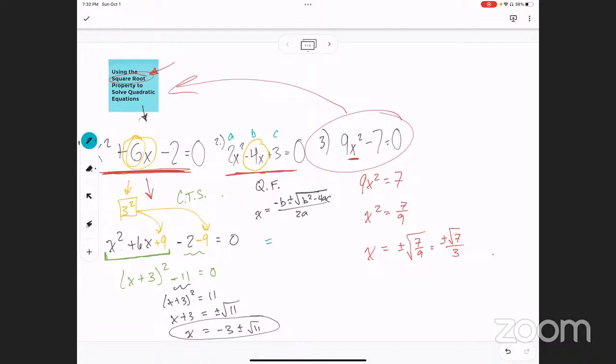So x equals negative b, the opposite of b is positive 4. Got it? b squared is 16 minus 4 times a times c all over 2 times a, and a was 2. So now we just have to simplify this. So 4 times 2 is 8 times 3 is 24. That's a negative number. So what does that mean? It means negative 24, so negative 8 all over 4.